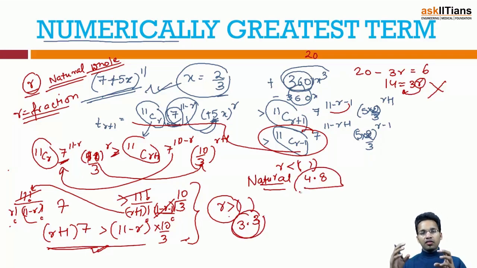Now what does this mean? r is a number which lies between these two. In between these two, if there is one, that is the one numerically greatest term. If there are two, both the terms have the same numerical value. Again, this concept is not very important, numerically greatest term, but it can be asked in JEE Mains obviously, but this topic has less weightage. The topics coming after this will have significant weightage.